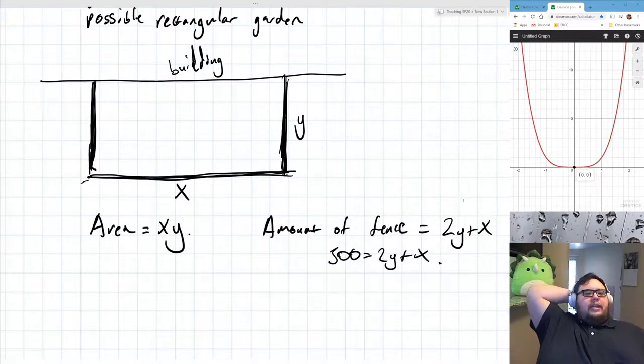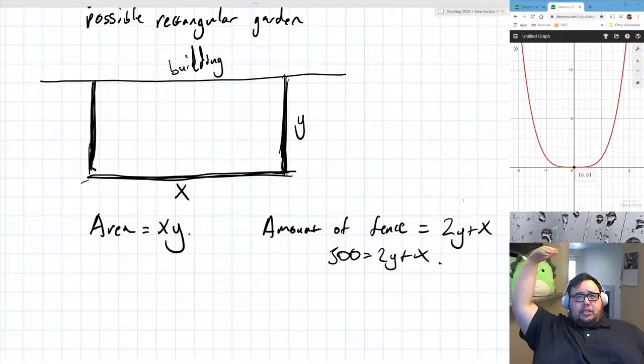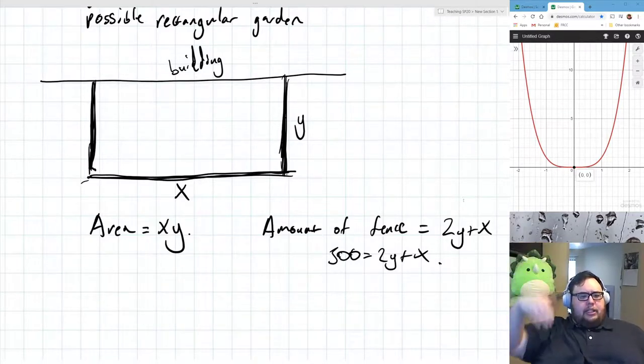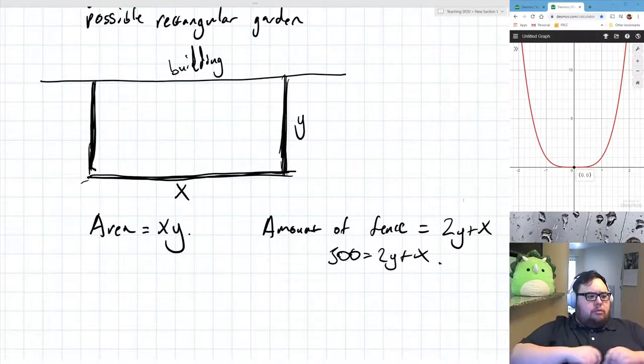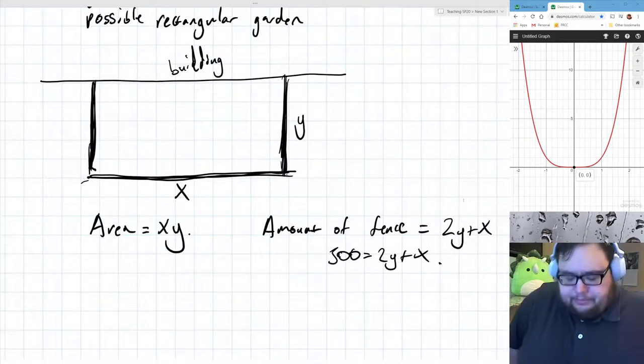For what it's worth, technically this is an inequality, right? I guess you could use less than 500 feet of fence, but it should be relatively obvious that if you are using less than all of your fence, then you probably could have built a bigger area. You could just add a little bit of length somewhere and that would make your garden bigger. So we should use all of the fence in order to optimize our answer.